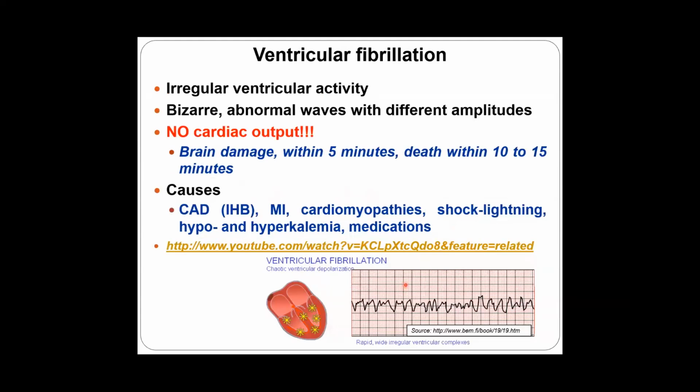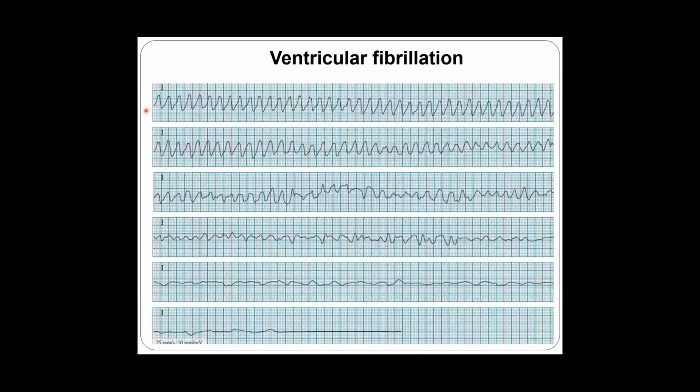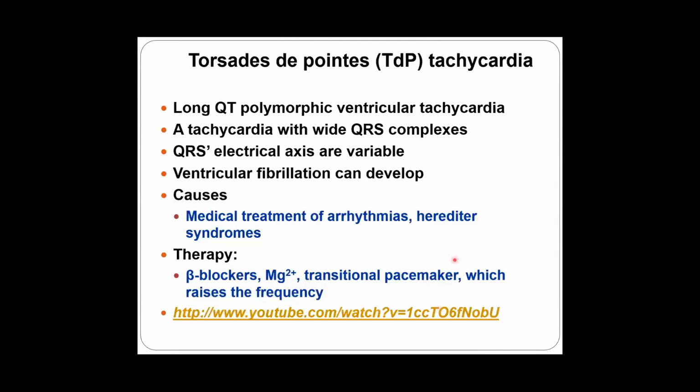So what is the clinical sign? The patient loses consciousness because there is no circulation at all, no cardiac output. So this can happen, and if you are not doing anything, the patient will die because usually brain damage occurs within 5 minutes, and after 10-15 minutes, the patient is already dead. This is how it looks like. As we can see here, a flutter is coming, and after that is the irregular sign, fibrillation, and the isoelectric line.